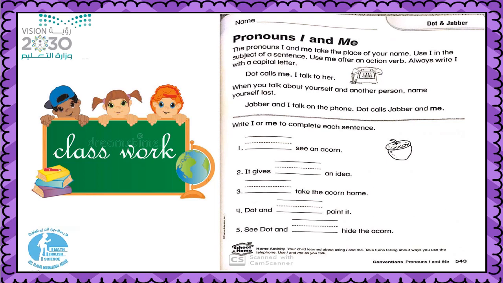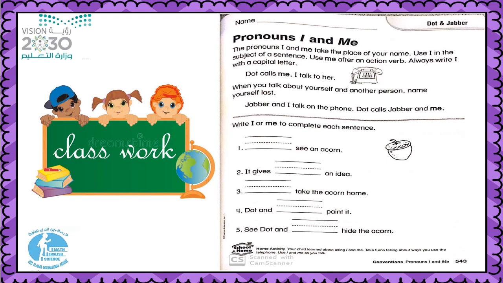Number 2. I or it gives me an idea. Of course, me. Very good. Why? Because there's an action verb before it. Gives. So after the action verb, we use the pronoun me.